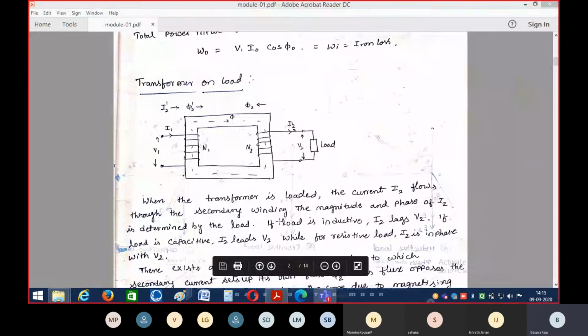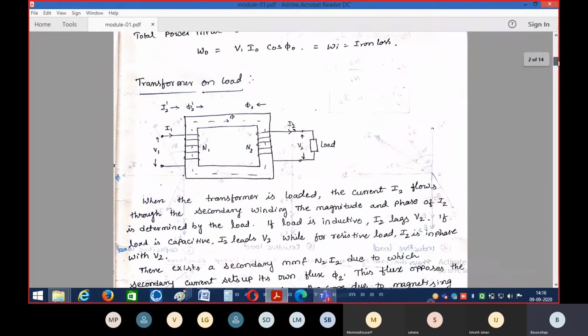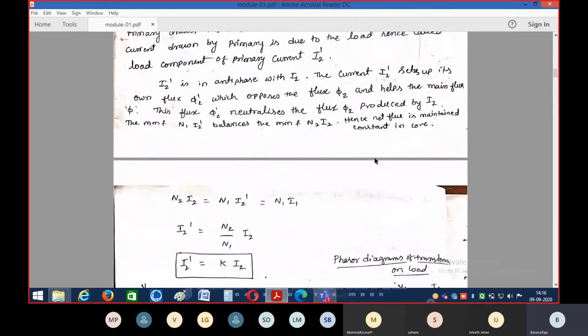And similarly for the secondary winding, what will be the value of reactance which we are going to get? Similarly, if the inductance offered by the secondary coil is L2, then the secondary reactance is 2 pi F L2, the inductive reactance due to the secondary winding. Once we get the secondary winding reactance, the voltage drop due to this secondary reactance we can also calculate.